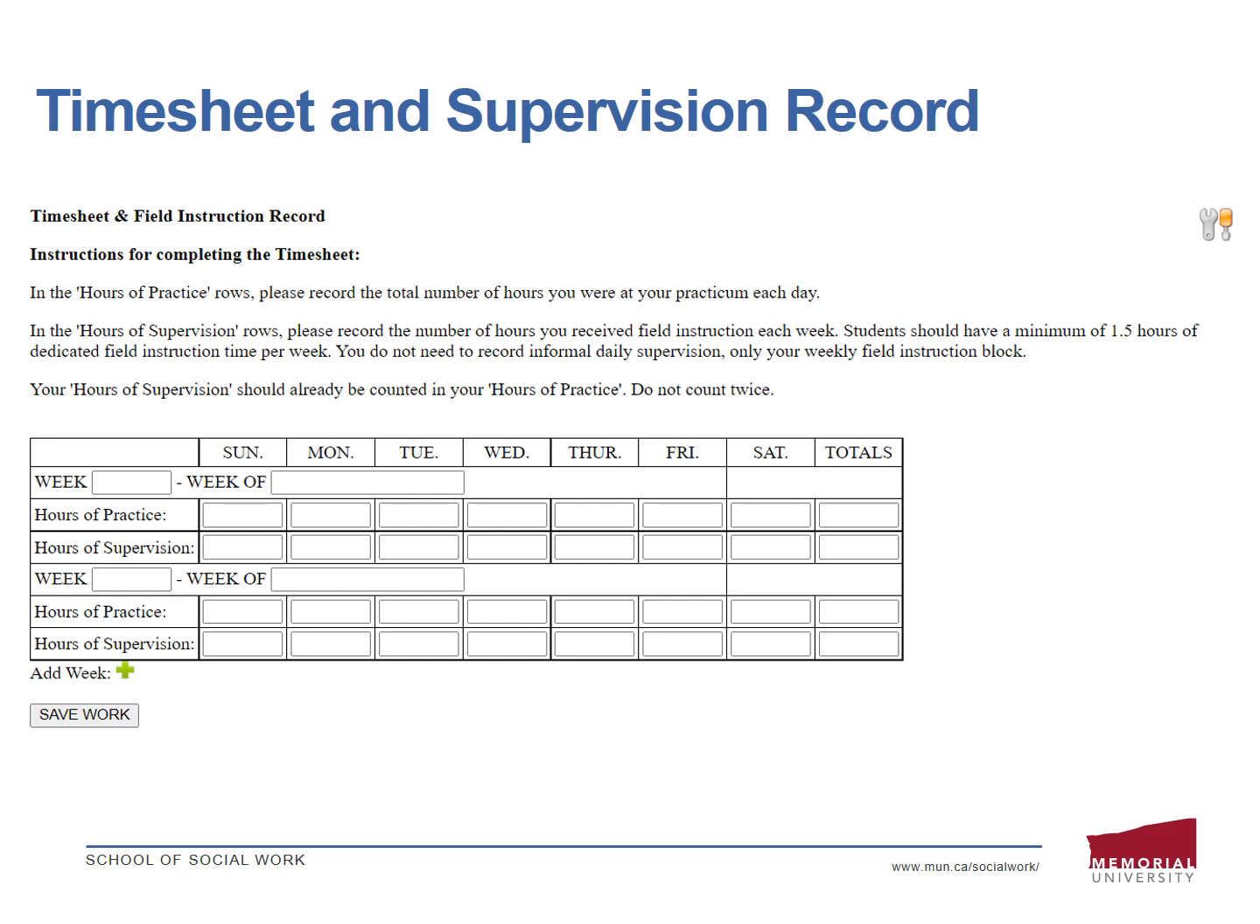They will be recording their time in their practicum as well as their supervision time with their field instructor each week. As noted in IPT, in the hours of practice rows, students record the total number of hours they were at their practicum each day. In the hours of supervision rows, students record the number of hours they've received field instruction each week. Students should have a minimum of 1.5 hours of dedicated field instruction time per week. They do not need to record informal daily supervision, only their weekly field instruction block. Their hours of supervision should already be counted in their hours of practice so they don't count twice.